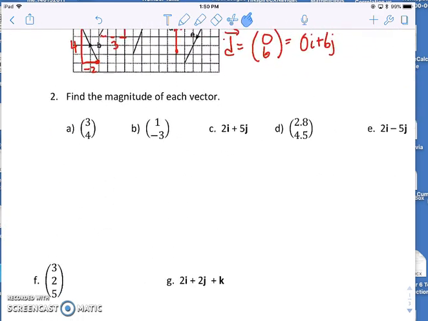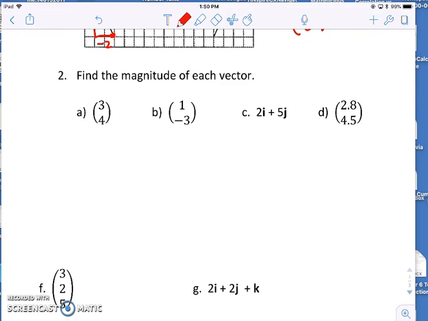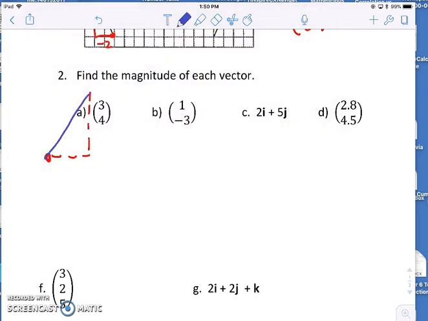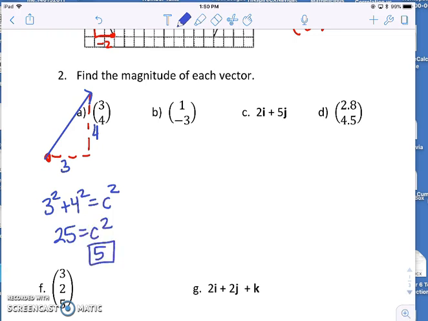So number 2 here, you're asked to find the magnitude of each vector. So if you were to draw this one, it goes over 3 and up 4. So your vector would be right here. And then to find the magnitude, the Pythagorean theorem: 3 squared plus 4 squared equals c squared. So 9 plus 16 equals 25. So our magnitude would be length 5.